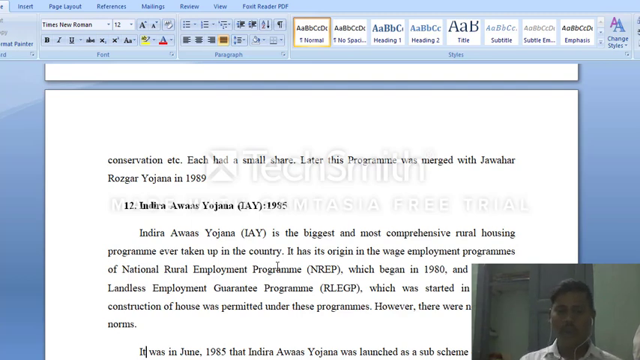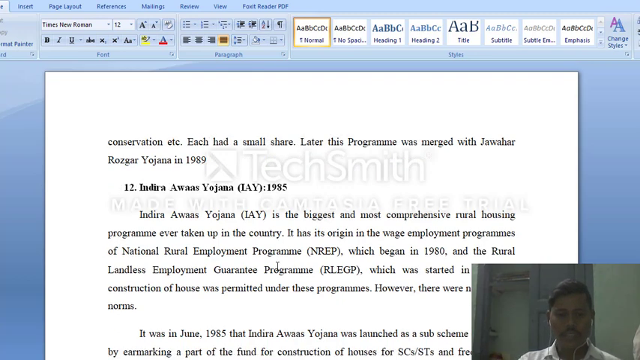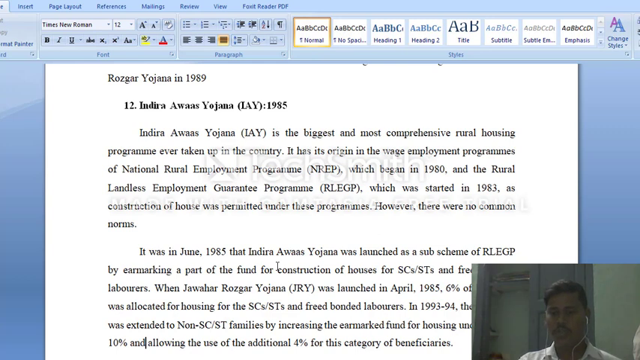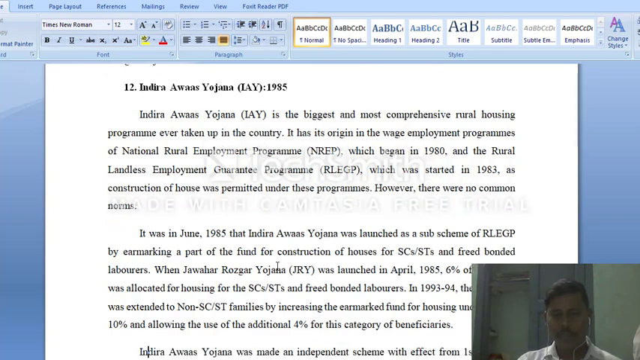However, there were no common norms. It was in June 1985 that Indira Awas Yojana was launched as a sub-scheme of the Rural Landless Employment Guarantee Program by earmarking a part of the fund for construction of houses for scheduled castes and scheduled tribes and freed bonded laborers. When Jawahar Rozgar Yojana was launched in April 1985, 6% of the funds was allocated for housing for SC/ST and freed bonded laborers.